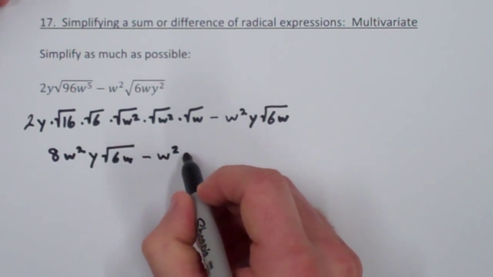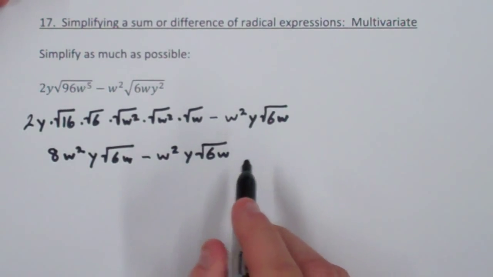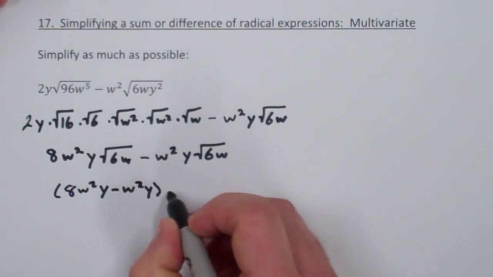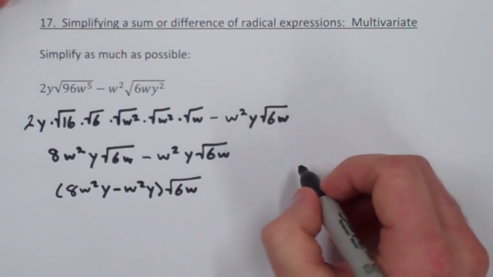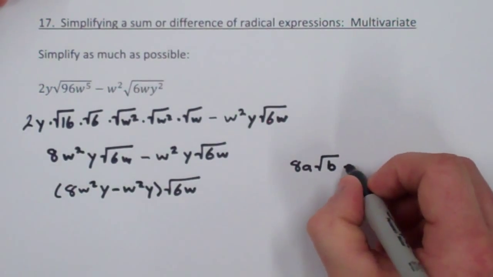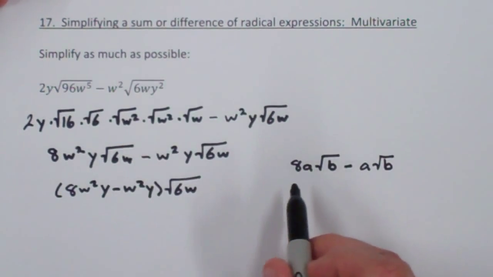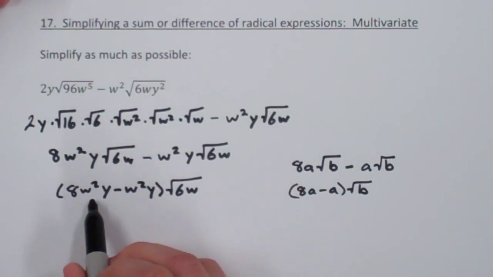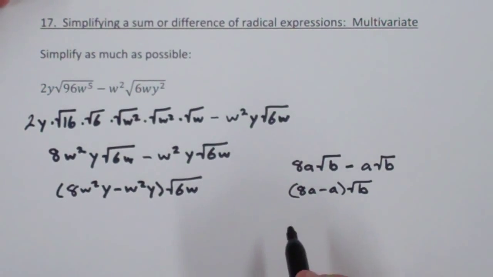And if we go ahead and write our expression all the way out, you'll notice that after you simplify each one of these radicals, we have the exact same one. So we've got 8w squared y minus w squared y, and then that is going to be multiplied by the square root of 6w. This works exactly the same way. If you had 8a times the square root of b minus a times the square root of b, this would be just 8a minus a times the square root of b. Same thing here. A in this case is w squared y, but it's the exact same thing. And then 6w is just like our b here, and it's the exact same thing.